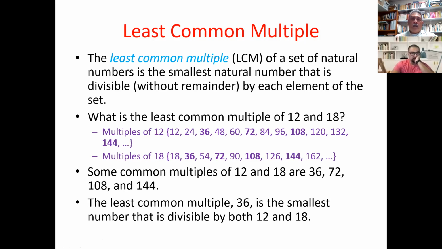If you go any less than that, for example to 24, 24 divided by 18 leaves a remainder. Or if you go with 18, 18 divided by 18 has no remainder, but 18 divided by 12 leaves a remainder. So the LCM is 36. All right?